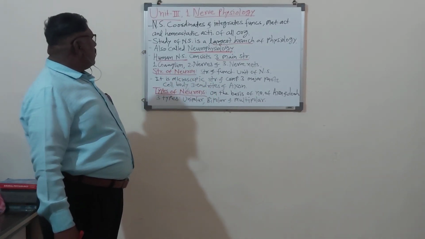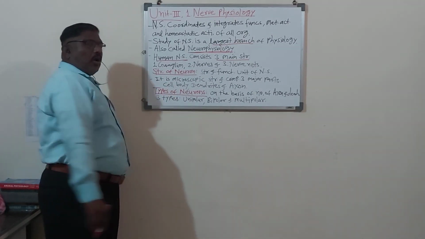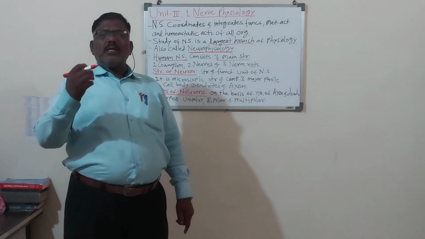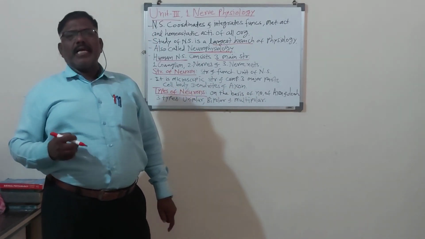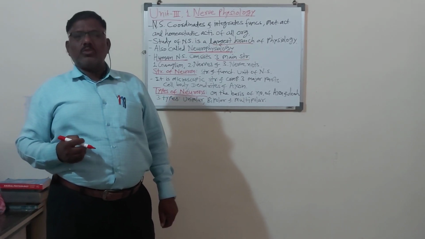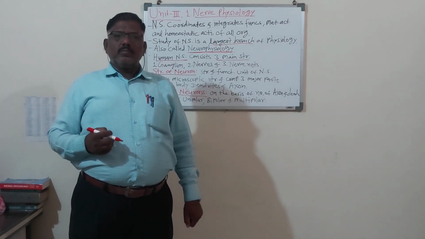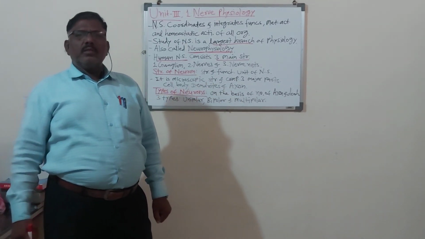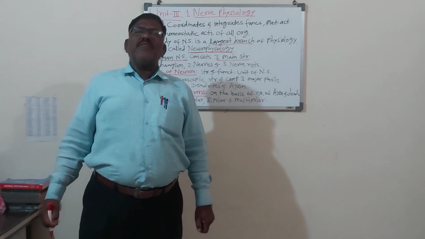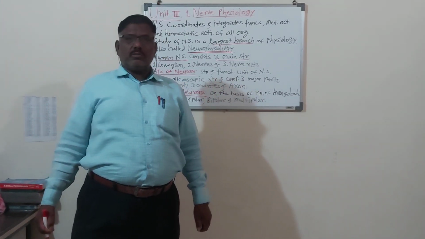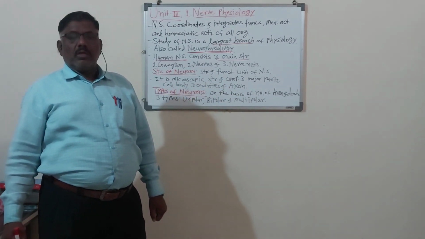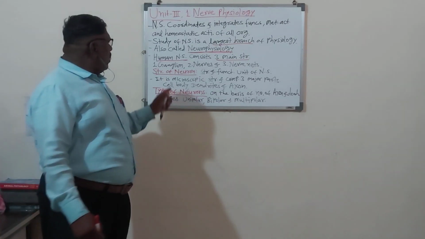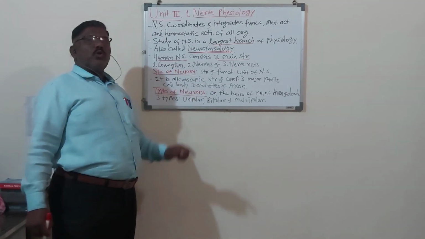Then we will study the structure of neuron. So I have already told you, neuron is the microscopic cell of the nervous system. That is called the neuron. You know, the smallest unit of kidney is called the nephron. Nephrologist, kidney specialist. Neurologist, brain and nervous system specialist. So, we will study here the structure of neuron.